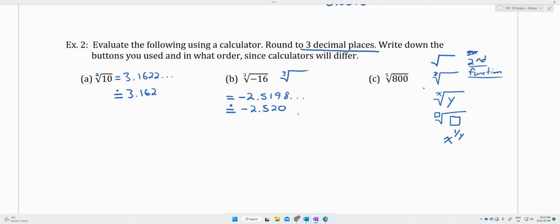Finally, this last one, you're going to need some help probably finding this button. How do you do the fifth root on your calculator? But if you do it and round it this way, you can check. You should get approximately 3.807.